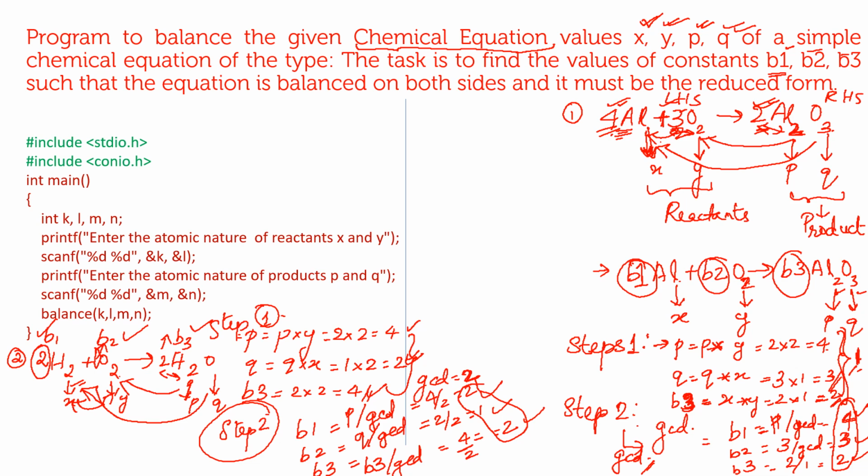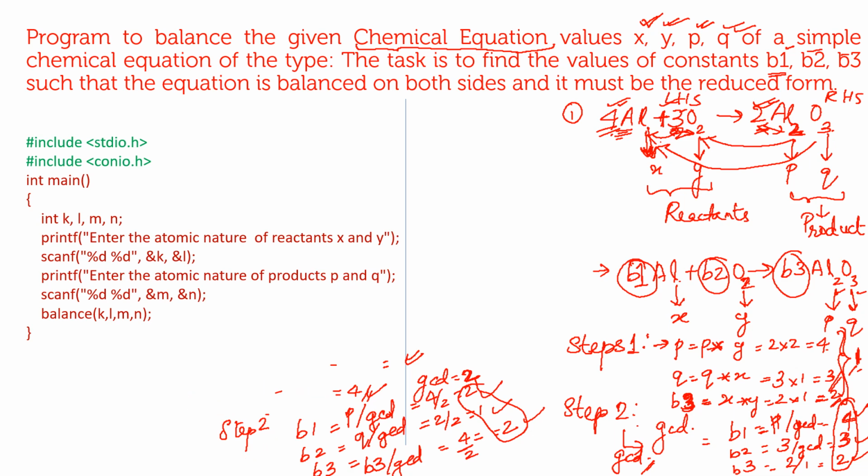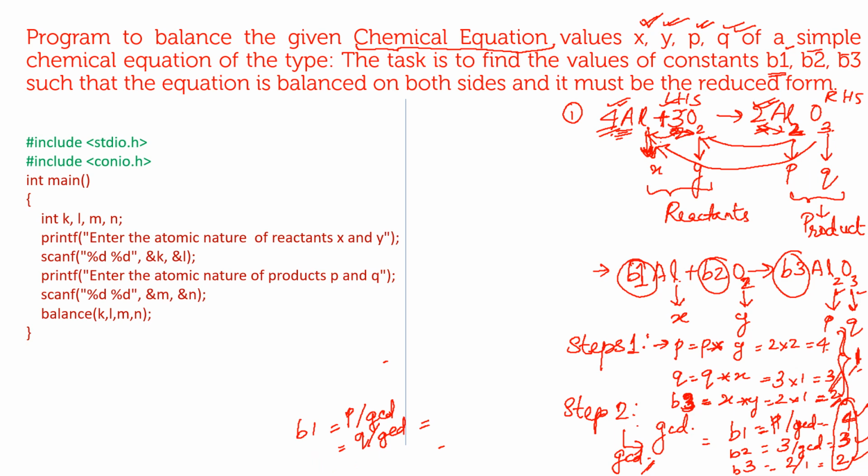Do you want me to give one more equation? So let me write the third equation. So I can take the third equation as sodium plus chlorine, which will give you sodium chloride. So what will be your equation? Sodium plus chlorine. You can try by yourself.